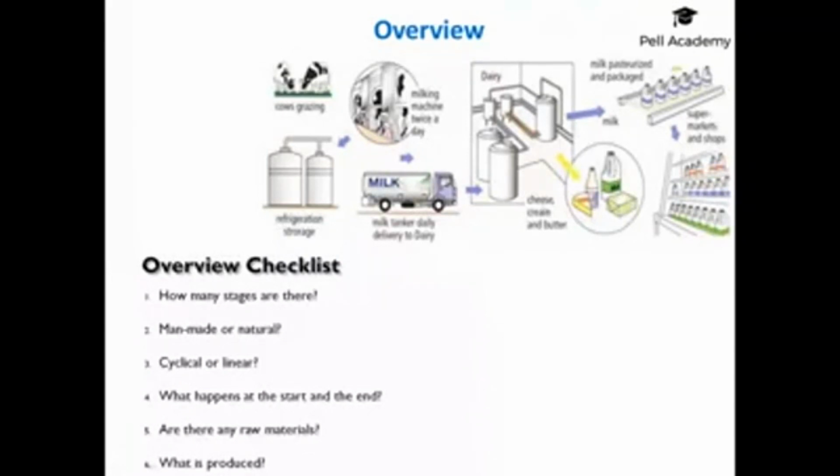And this one here is to do with cheese, cream, and butter, so this is outside the process of milk. I would just count the main ones: 1, 2, 3, 4, 5, 6. Man-made or natural? That's man-made. Cyclical or linear? It's linear. It has a start and an end. The cyclical one would have an arrow back from the last stage to the first stage.